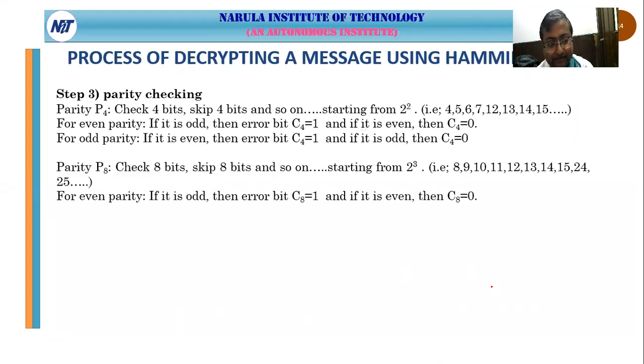Now for P8, for the even parity, if it is odd, then the error occurs. So that means C8 is 1. If there is even parity, no error occurs. So C8 is 0.